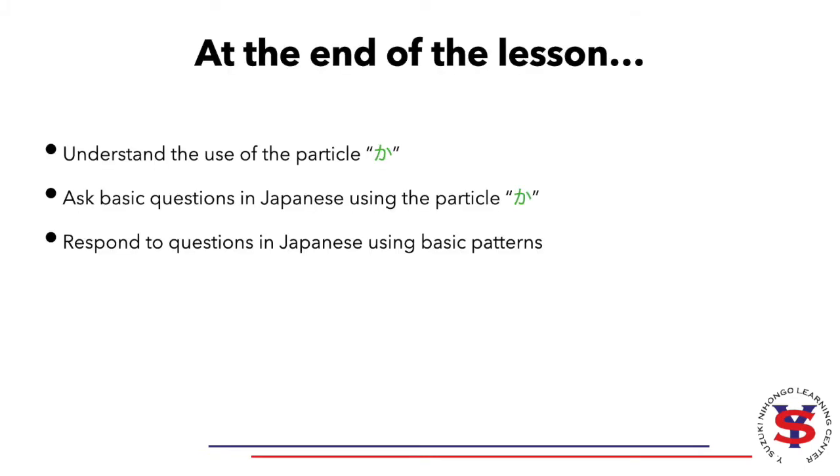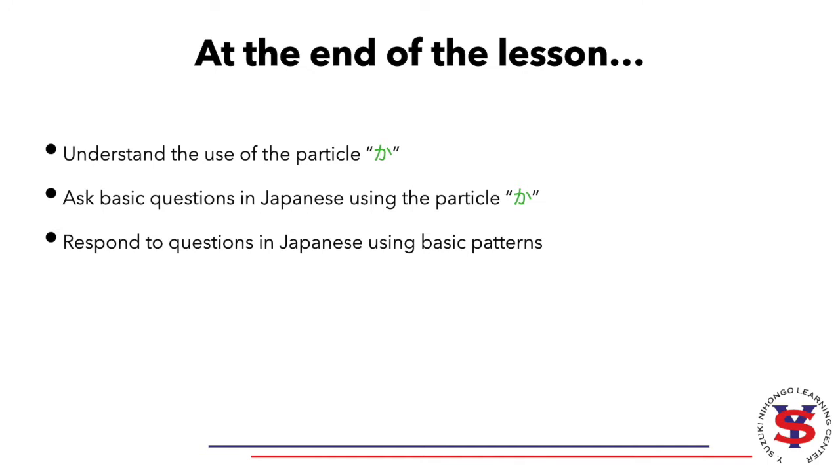At the end of the lesson, our goal is to teach you 3 things about ka. The first is to understand the use of the particle ka. There are many particles you will need to learn in order to speak well in Japanese, and ka is one of the most basic ones you will need to know.